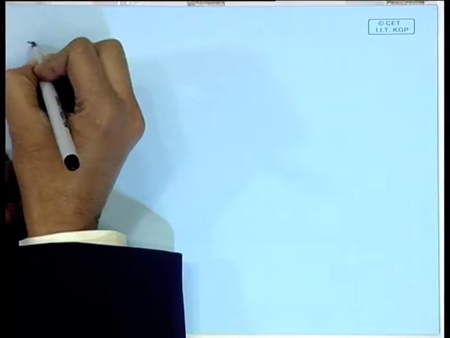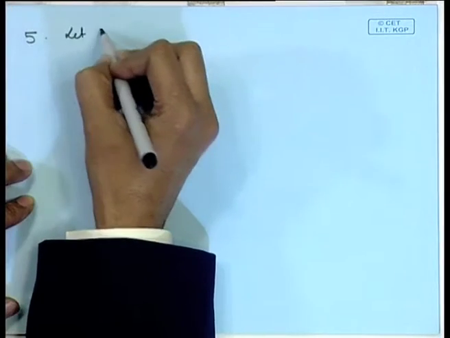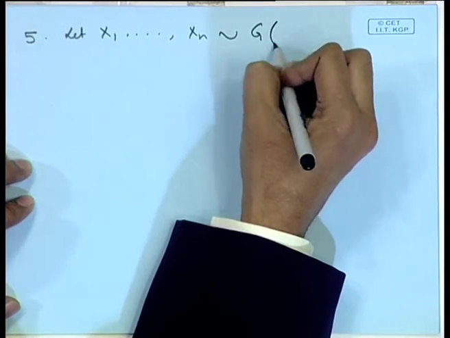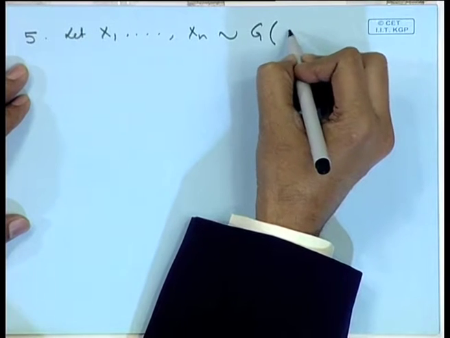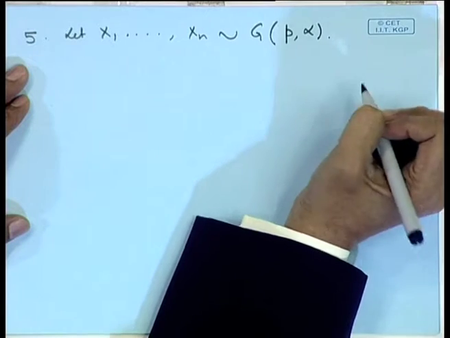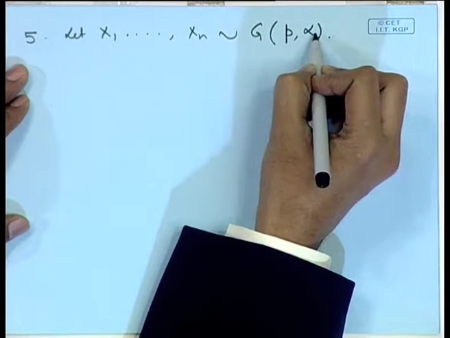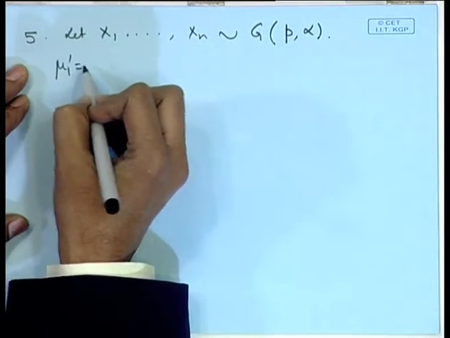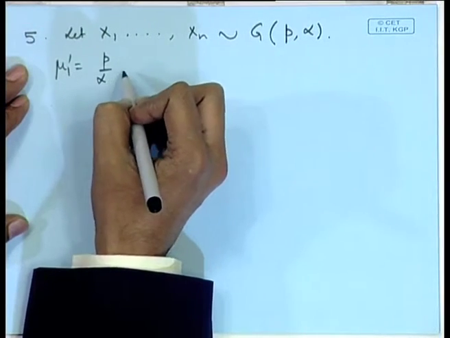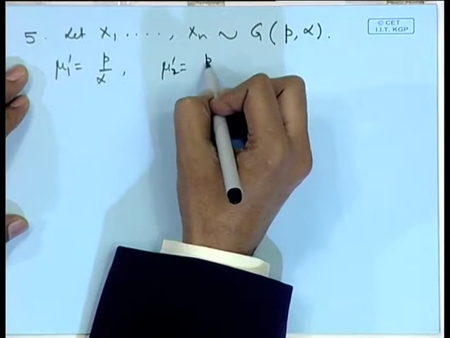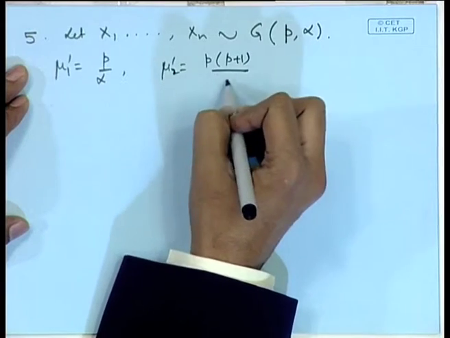Let me take one more example here. Let X1, X2, ..., Xn follow a gamma distribution, and I will consider the two-parameter situation. So, a two-parameter situation gamma(p, alpha), where p is the shape parameter and 1 by alpha is the scale parameter. So, here mu 1 prime is equal to p by alpha and mu 2 prime is equal to p into (p plus 1) by alpha square.